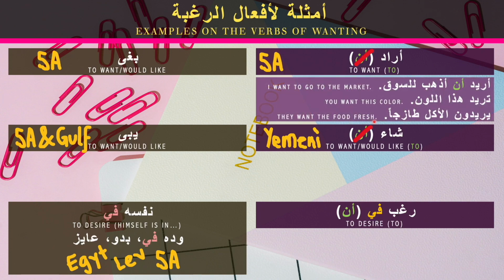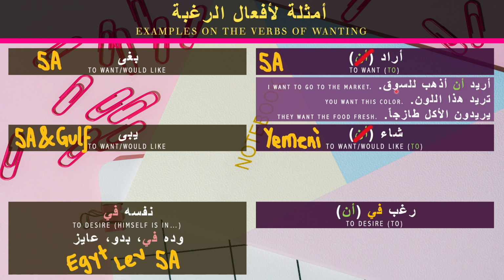So we will use the exact same examples for all the other verbs of wanting. أريد أن أذهب للسوق. I want to go to the market. تريد هذا اللون. You want this color. يريدون الأكل طازجا. Or يريدون الأكل طازج. They want the food fresh. So this is as it is pronounced in Modern Standard Arabic. Before we move to the next verb, I would like to read these verb examples in my Saudi dialect.